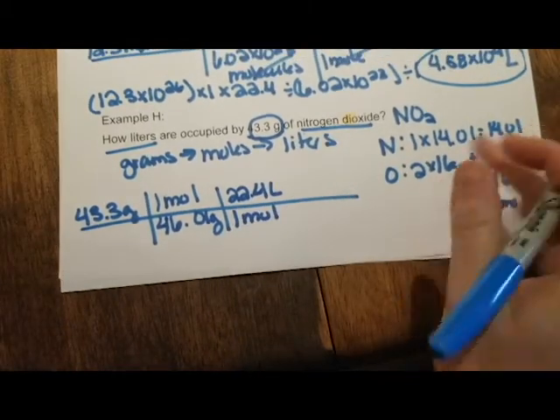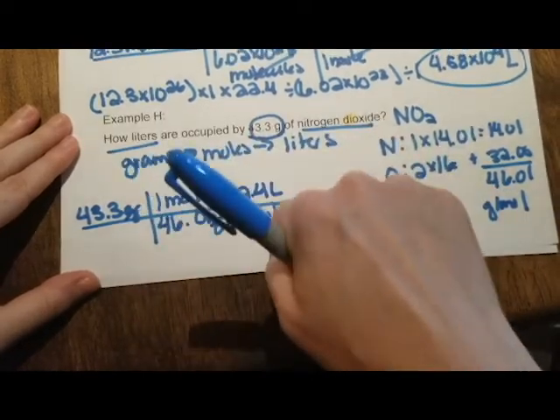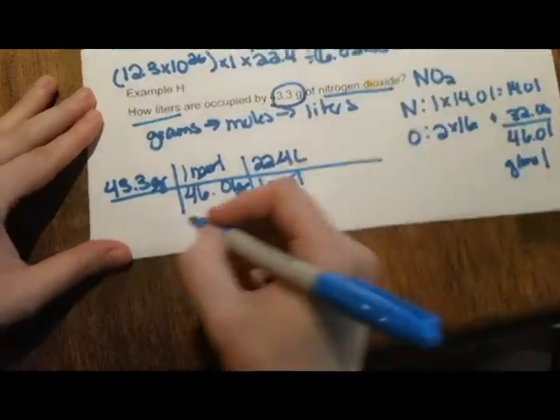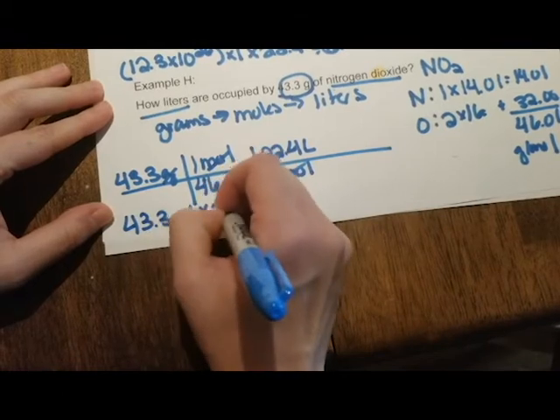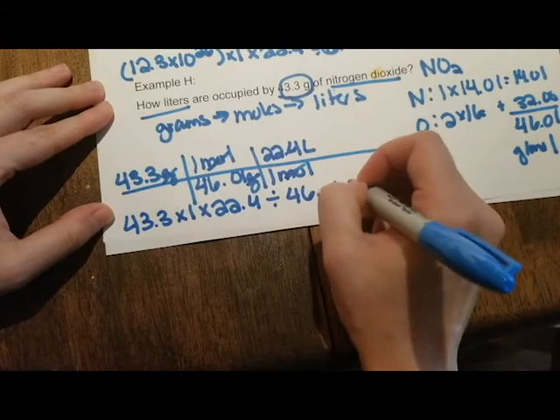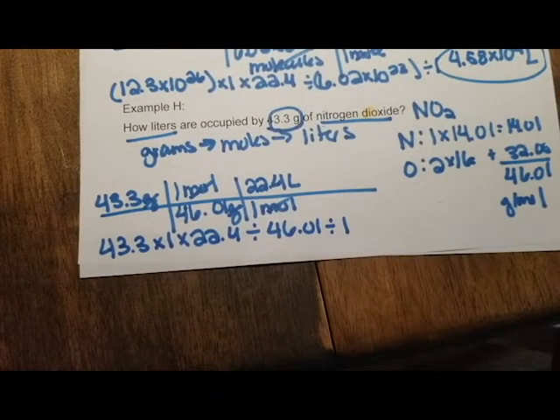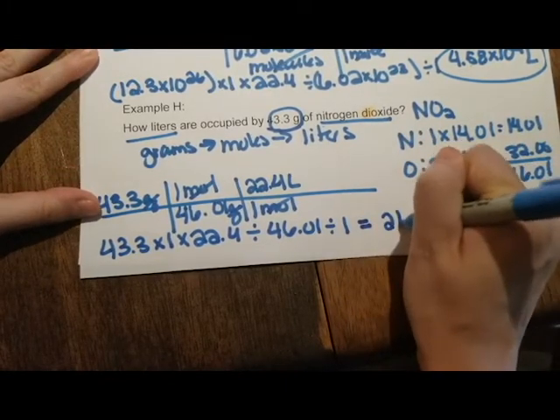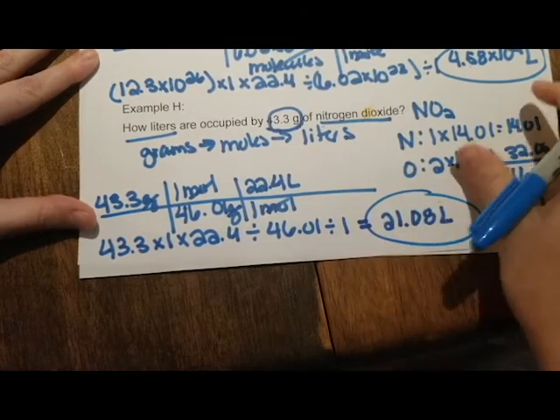I can quickly double check. I have grams here. I want to cancel out grams. Very good. Moles and moles. And then I'm left with liters, which is what I wanted. I plug this into the calculator, 43.3 times 1 times 22.4 divided by 46.01 divided by 1. There's no scientific notation. I don't necessarily have to put any parentheses here. I plug that straight on in and I get 21.08 liters as my final answer.